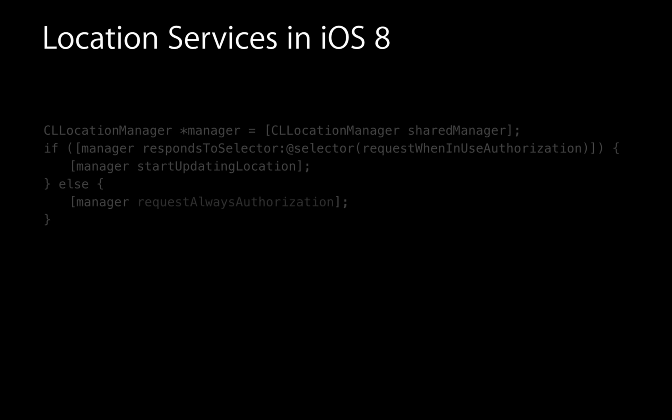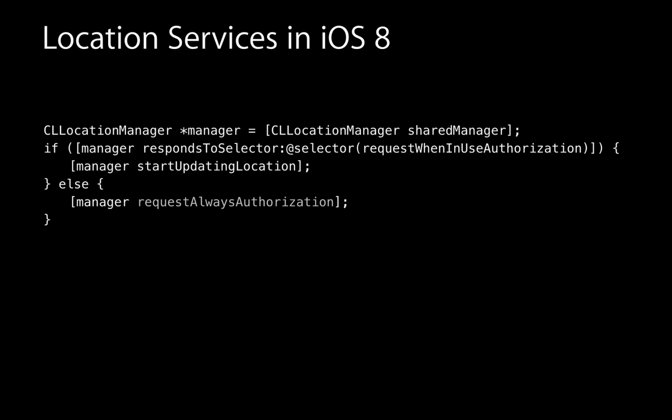Alternatively, you can also call requestWhenInUseAuthorization or requestAlwaysAuthorization. Note that if you fail a particular request, either requestAlwaysAuthorization or requestWhenInUseAuthorization, you can't request the other mode. You're done. You can't prompt up or down in terms of access rights.